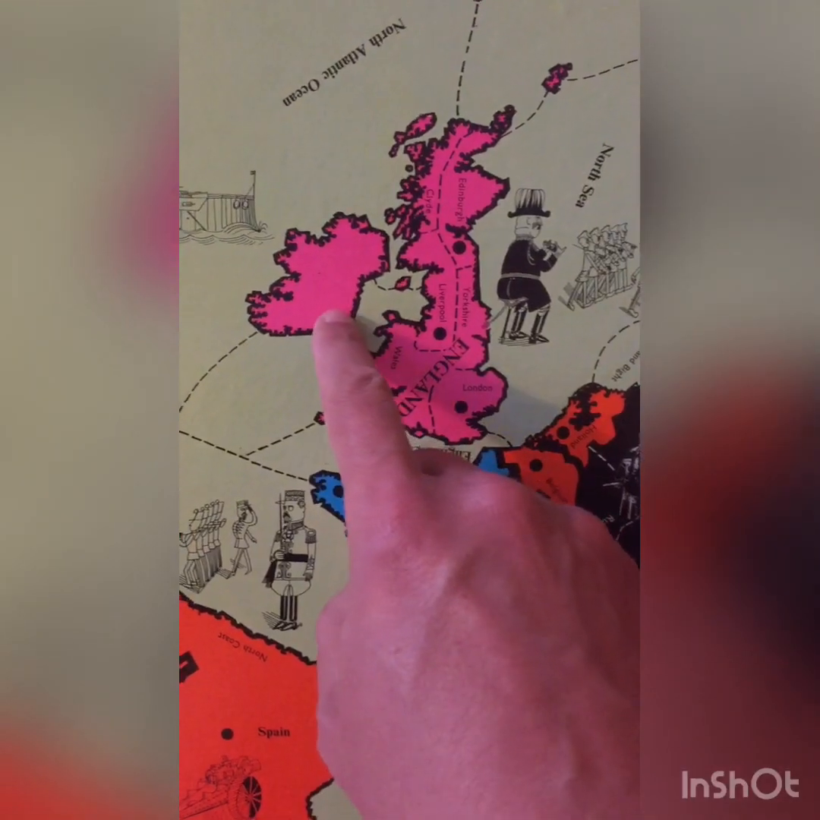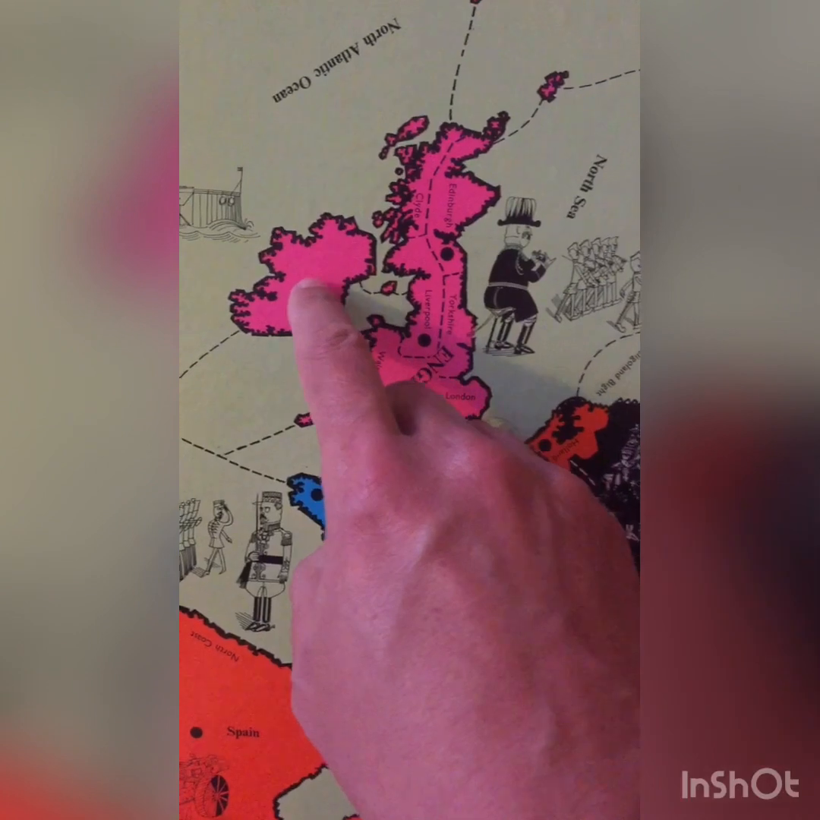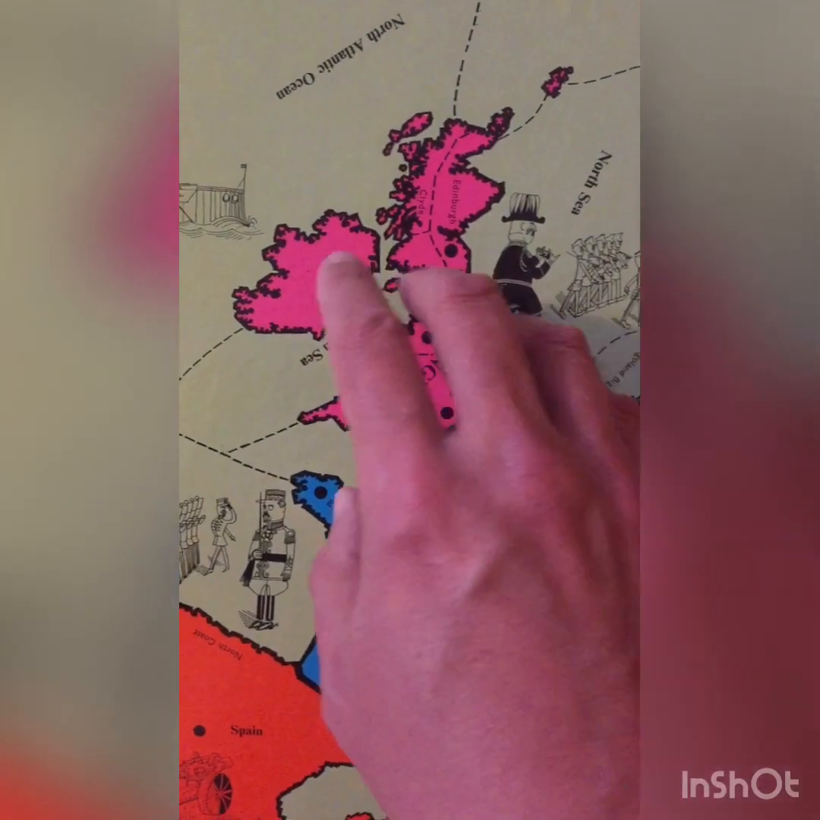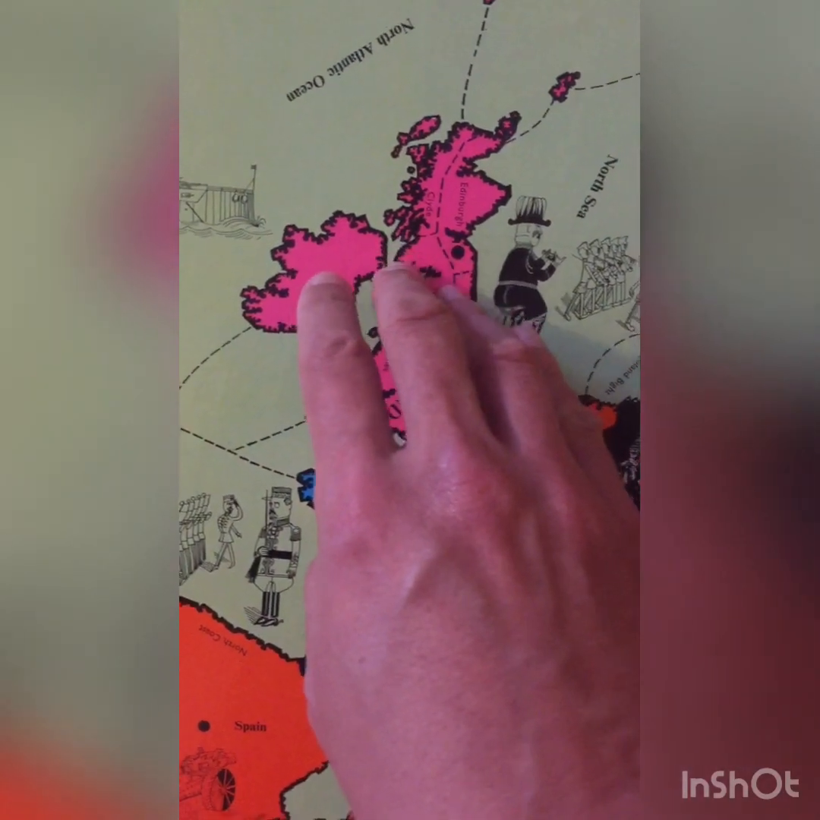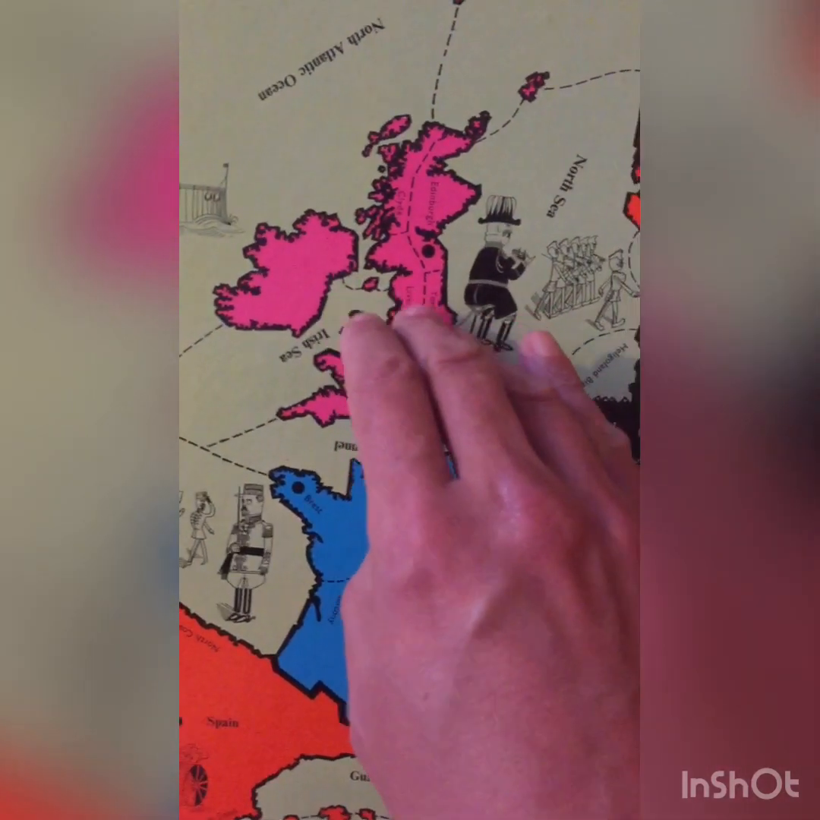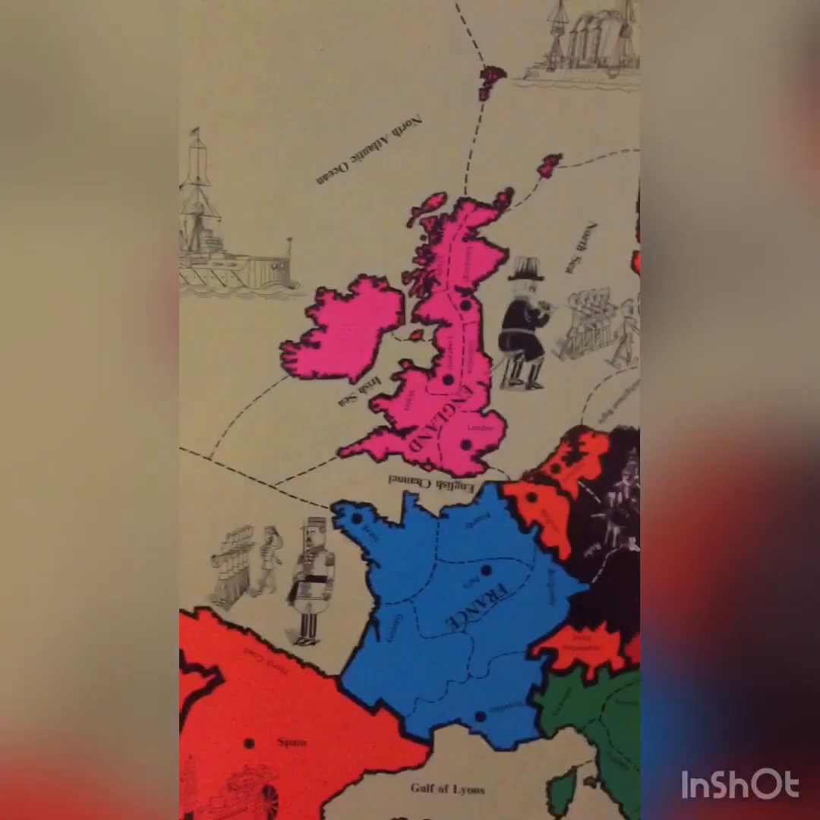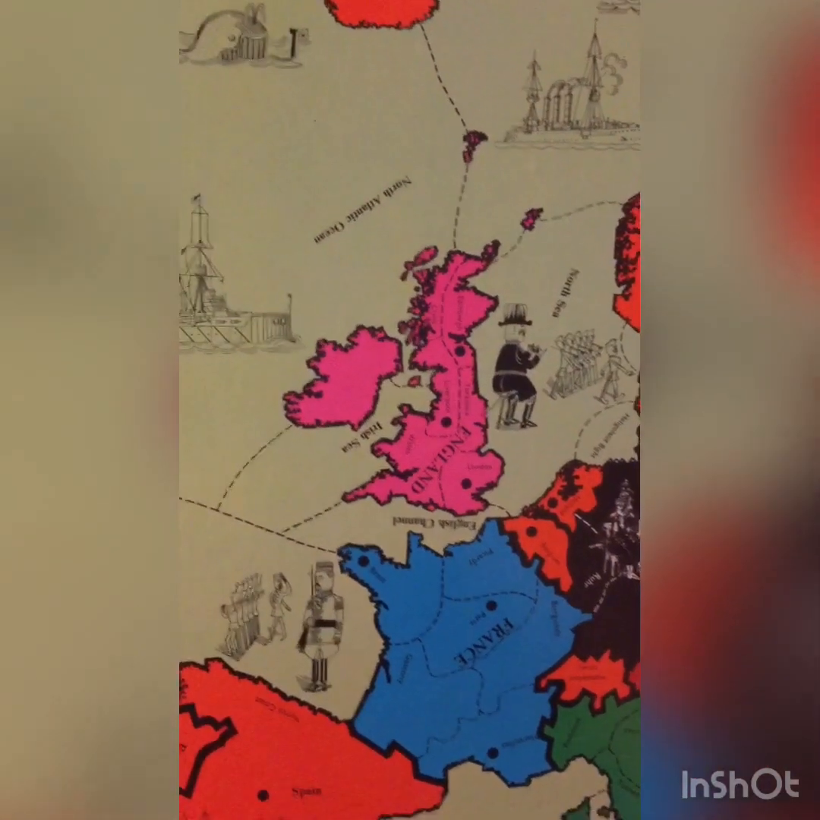We see here Ireland is the same colour as England in this map, and that's because at the time Ireland was part of the United Kingdom, forming one country. So that's why Ireland in this game is coloured the same as England, and an awful lot of Irishmen went to fight in the war.